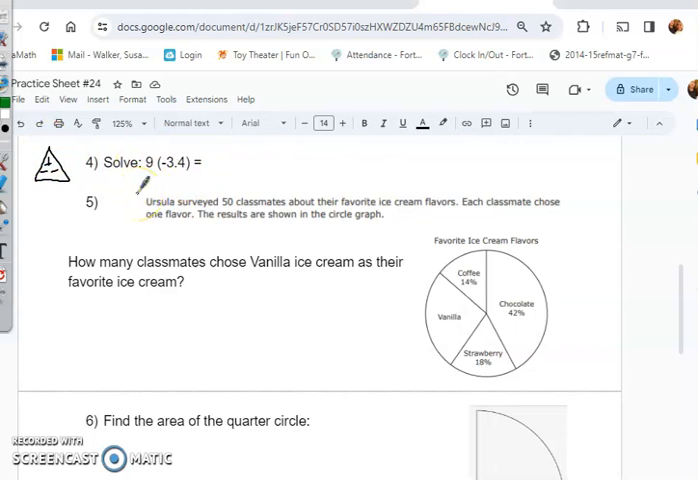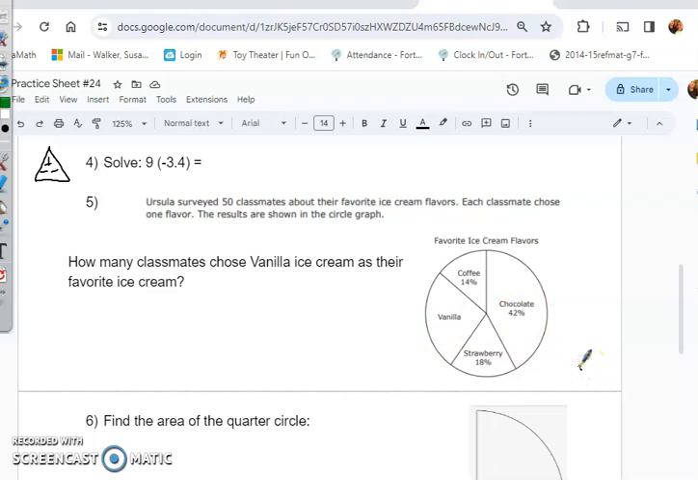So this says, on number 5, Ursula surveyed 50 classmates about their favorite ice cream flavors. Each classmate chose one flavor. The results are shown in the circle graph. So this is a star problem, but I'm asking it differently. The question I'm asking is how many classmates chose vanilla ice cream as their favorite? On the actual test, it was like, what is the difference? Which means there's a full other step, okay?